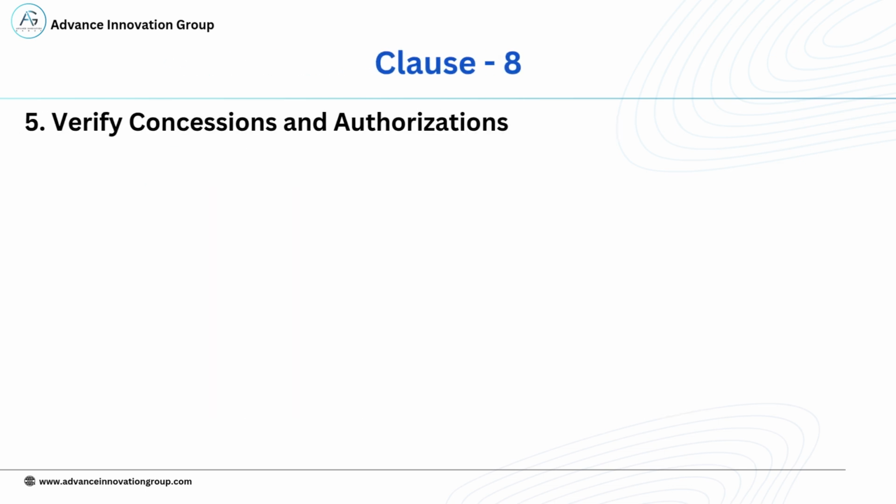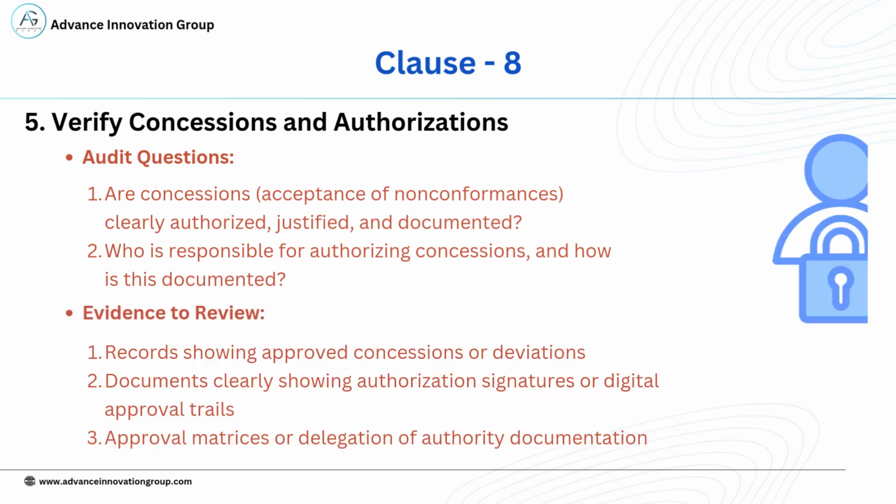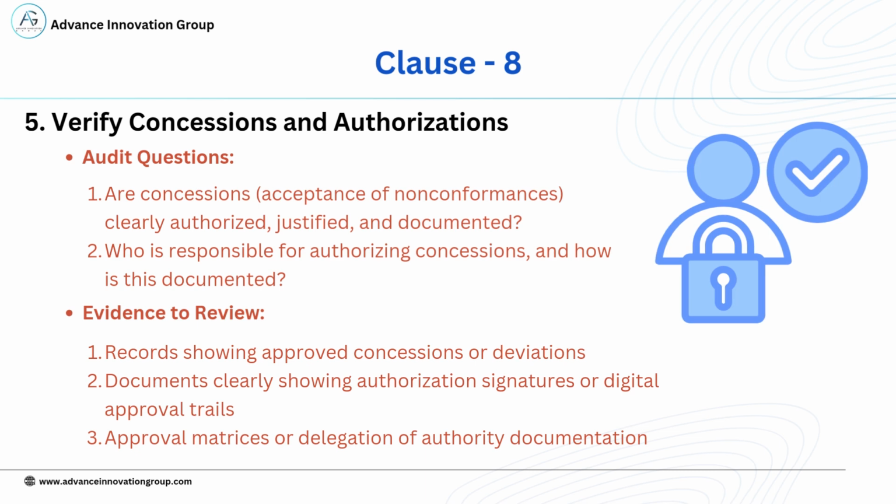5. Verify concessions and authorizations. Audit questions. 1. Are concessions, acceptance of nonconformances, clearly authorized, justified, and documented? 2. Who is responsible for authorizing concessions, and how is this documented? Evidence to review. 1. Records showing approved concessions or deviations. 2. Documents clearly showing authorization signatures or digital approval trails. 3. Approval matrices or delegation of authority documentation.